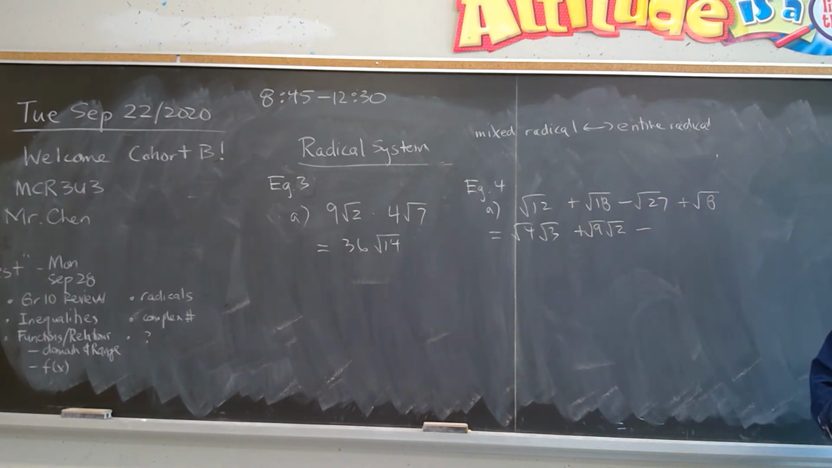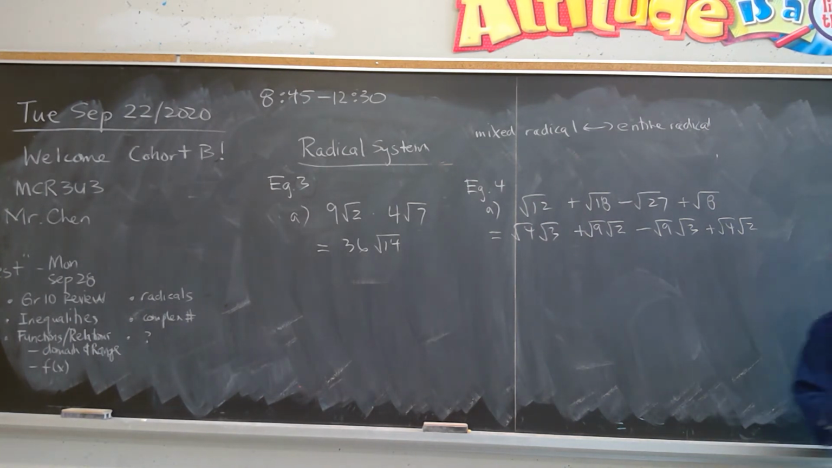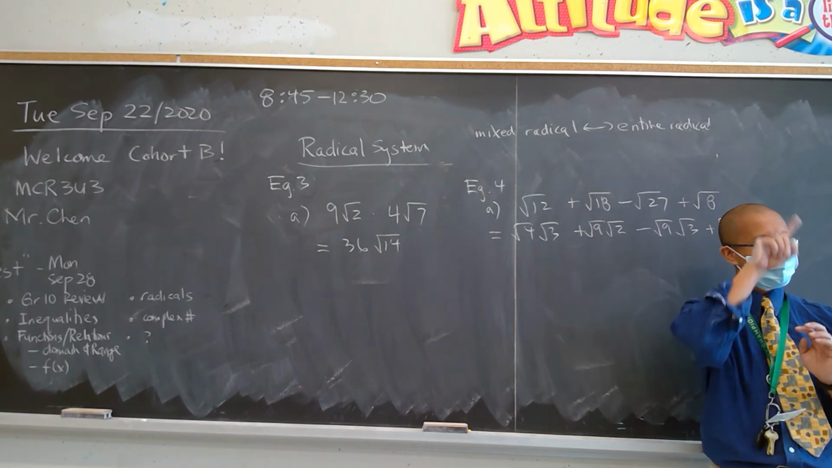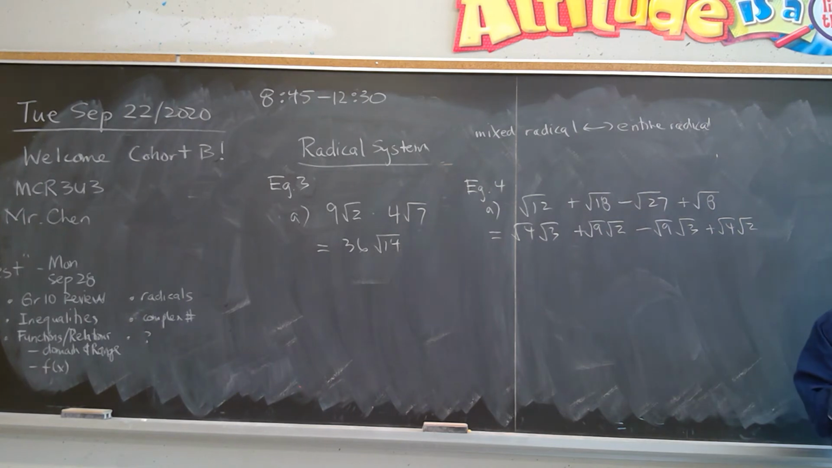For this negative root 27, I'm going to use 9 and 3. And last but not least, that root 8 is going to be root 4 times root 2. So a lot of you are saying it doesn't really matter which one is the perfect number, but most of you, ladies and gentlemen at home, use the largest perfect square number. Before we continue, everyone okay?